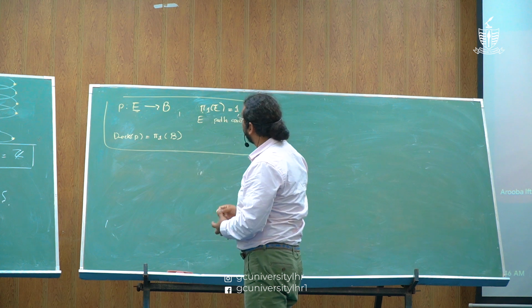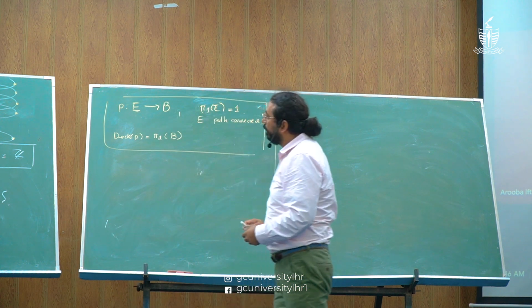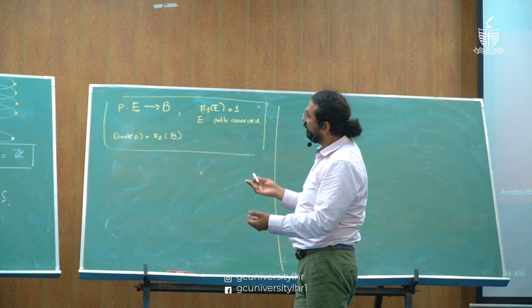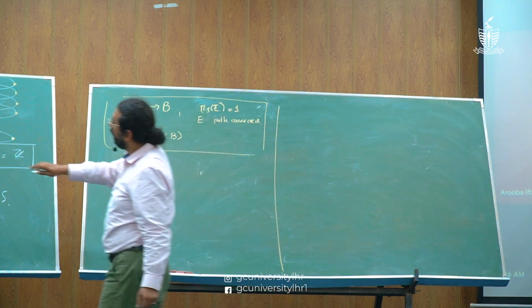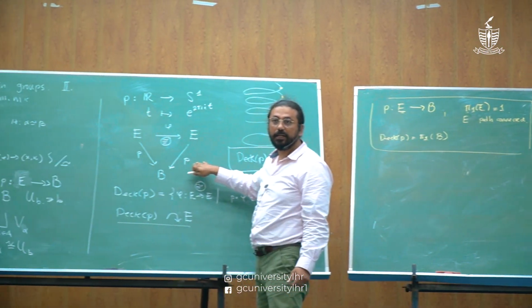But we have a general result. In fact, for what do we have here? So we have the covering space, we have the base, and we have the map, right?